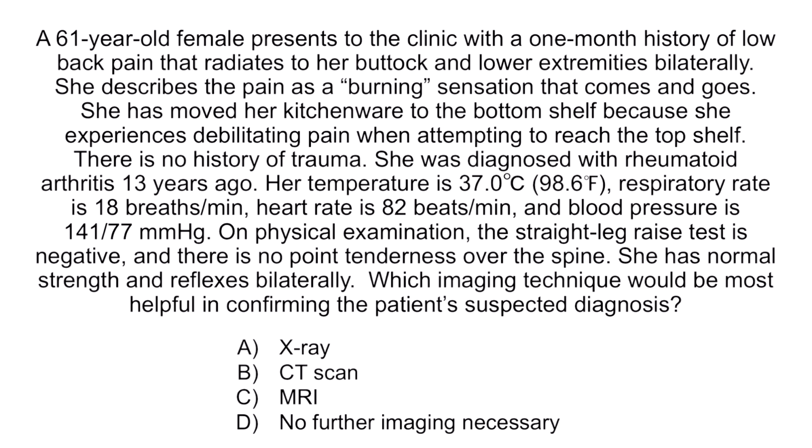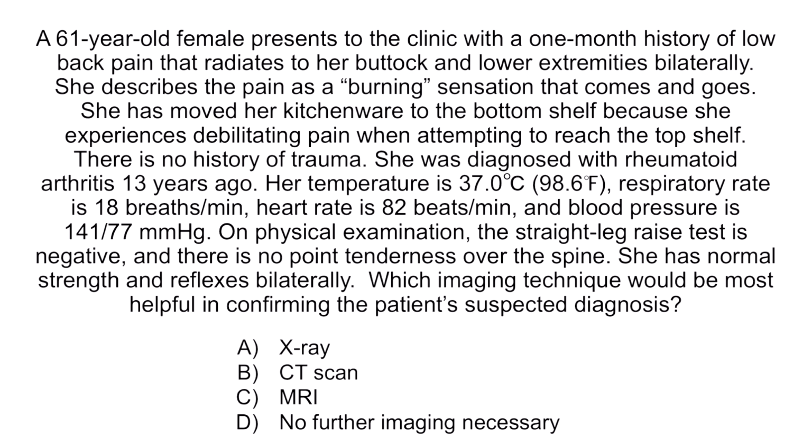Her temperature is 37 degrees Celsius, respiratory rate is 18, heart rate of 82, and blood pressure is 141/77. On physical examination, the straight leg raise test is negative, and there is no point tenderness over the spine. She has normal strength and reflexes bilaterally. Which imaging technique would be most helpful in confirming the patient's suspected diagnosis? A. X-ray, B. CT scan, C. MRI, or D. No further imaging necessary.